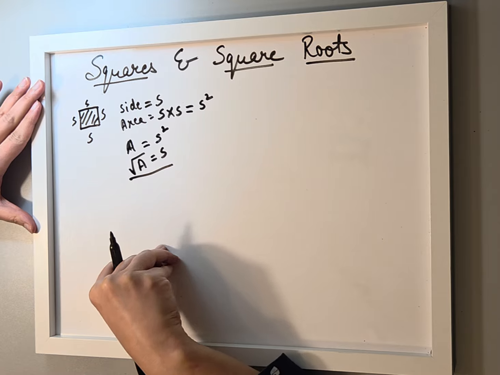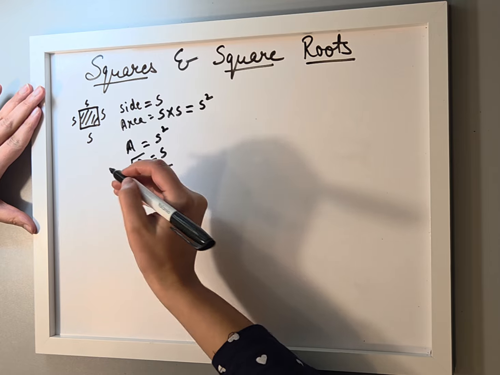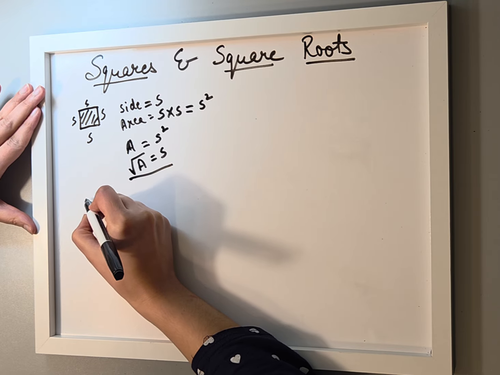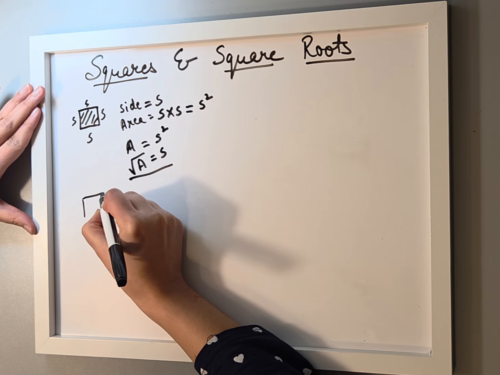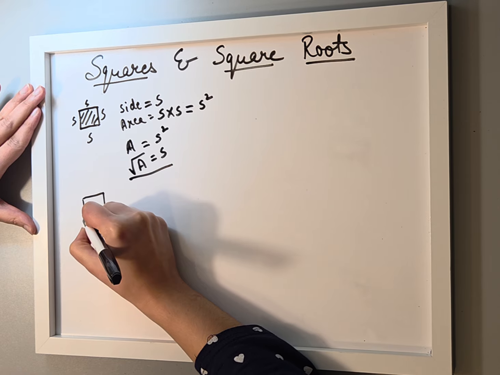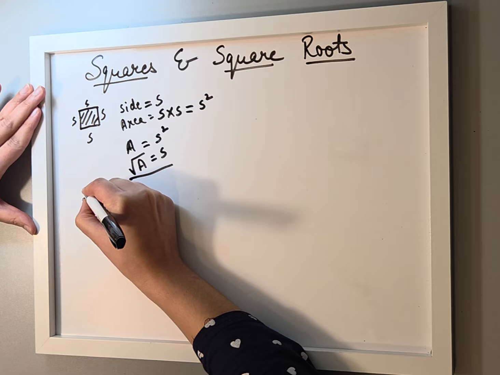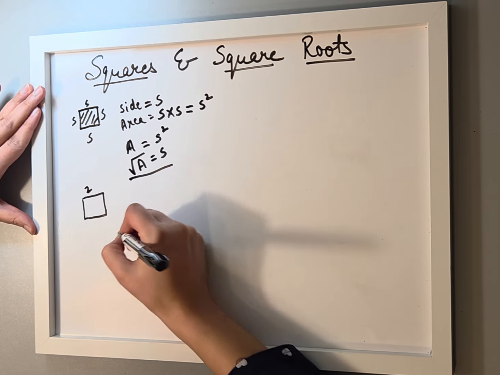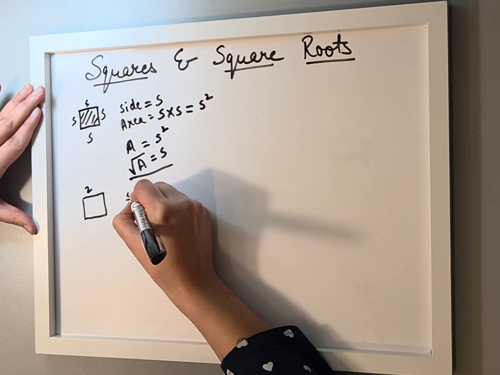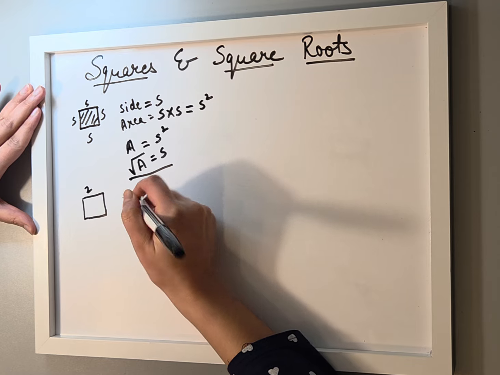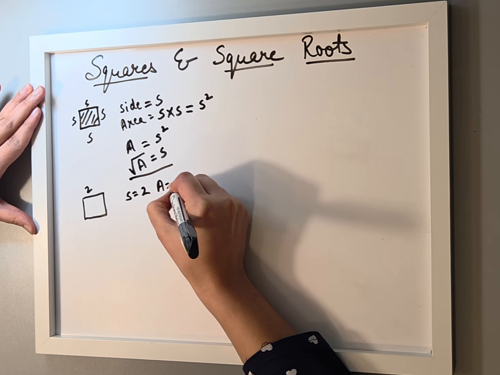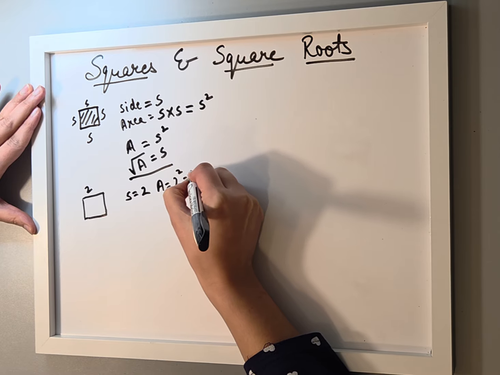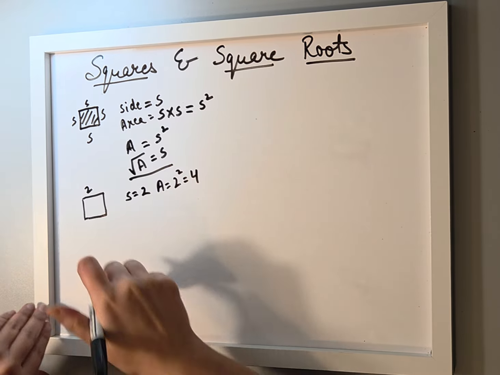Let's try to understand it with a few examples. We have a small square whose side is 2. All sides will be 2. So we can say the side is 2 and the area will be 2 square, that will be 4.